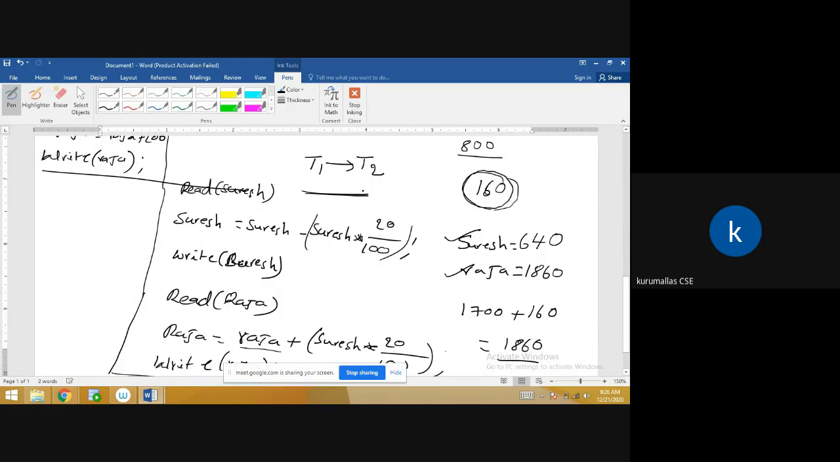This is the serial execution style of this transaction: T1 completed, then only we go to T2. This is one of the serial fashion. If the transactions are executed serially, then the final amounts are 640 and 1860.